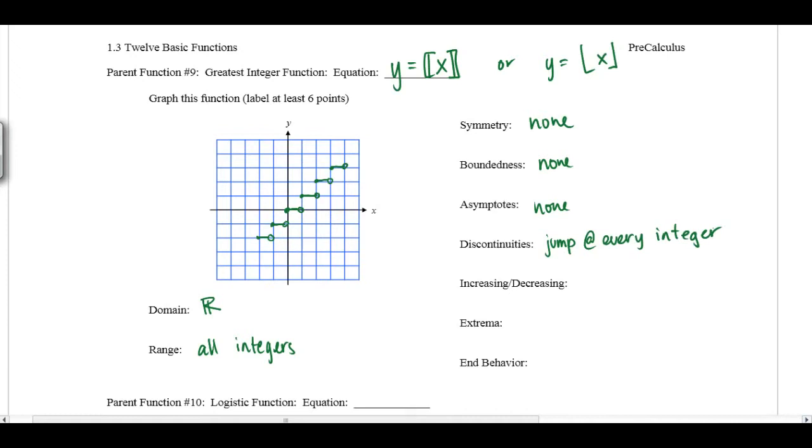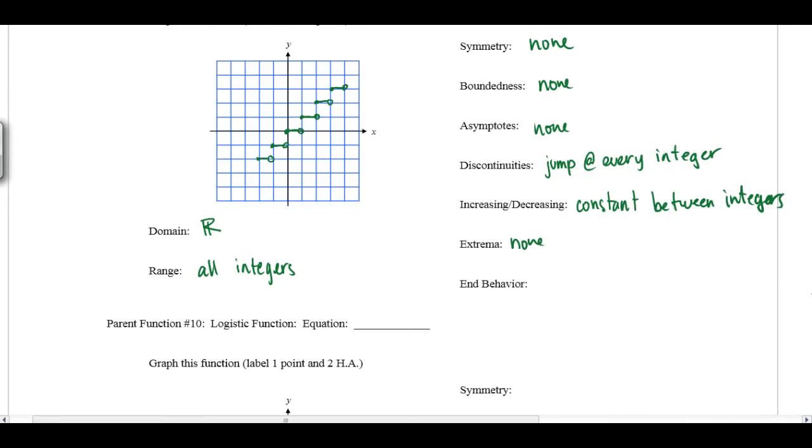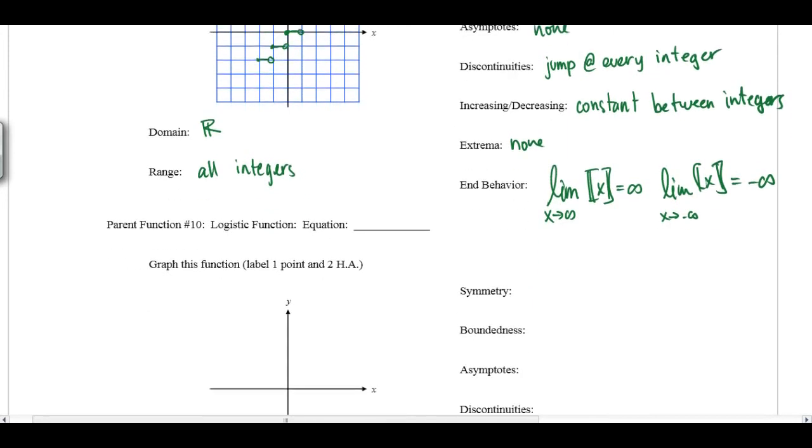It is not decreasing or increasing, but the interesting thing is it is a constant. See those little constant steps? It's constant between integers. So a nice thing to say is it's constant between integers. No extrema, and the end behavior is a little crazy, right? The limit as x goes to infinity, the function also heads to infinity. The limit as x goes to negative infinity, the function heads to negative infinity. And that is your crazy one, number 1, right?